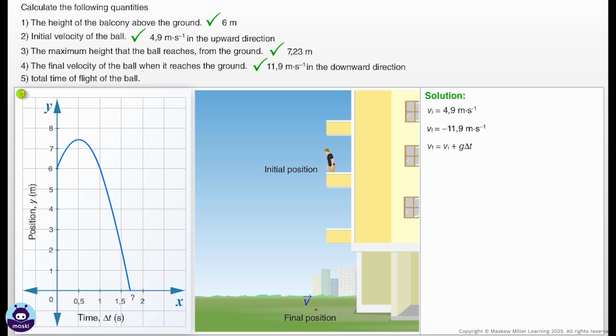Vf equals Vi plus g delta t. Negative 11.9 equals 4.9 plus negative 9.8 times delta t. Delta t equals 1.71 second. This is the total time of flight of the ball.